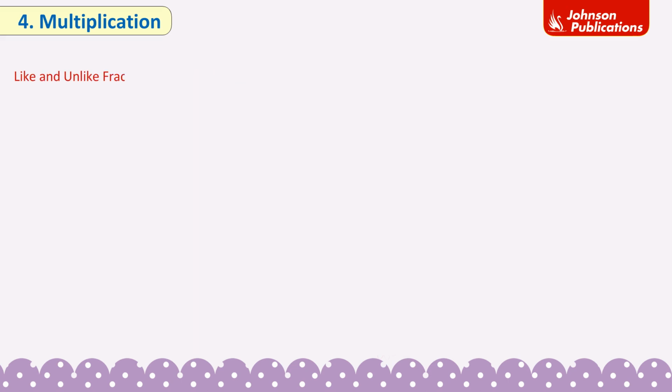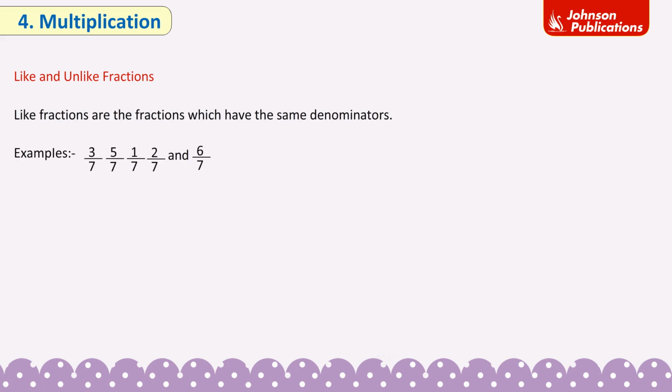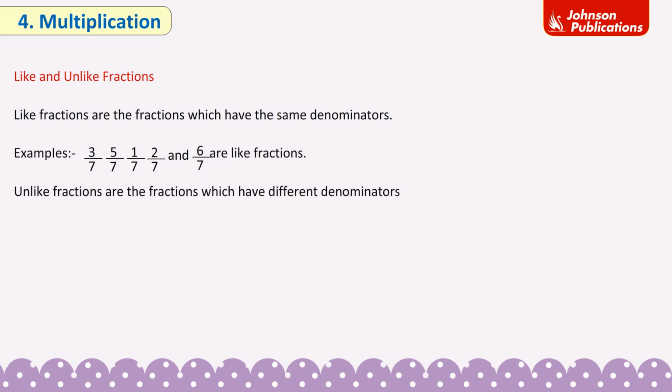Like and unlike fractions. Like fractions are the fractions which have the same denominators. Examples: 3 upon 7, 5 upon 7, 1 upon 7, 2 upon 7 and 6 upon 7 are like fractions. Unlike fractions are the fractions which have different denominators. Examples: 3 upon 5, 1 upon 4, 4 upon 9, 7 upon 10 and 2 upon 3 are unlike fractions.